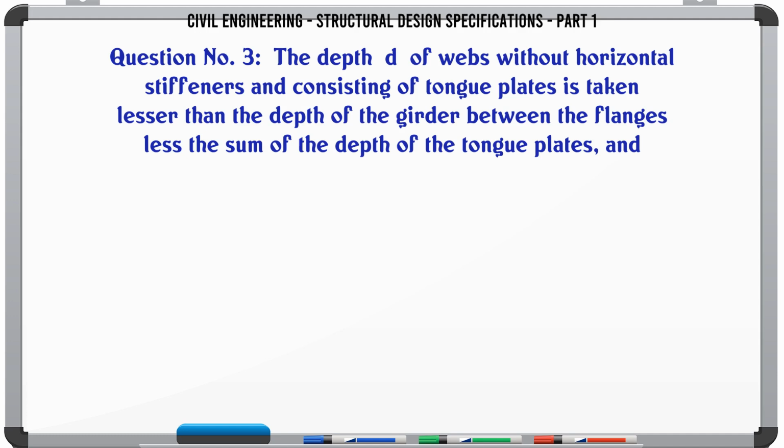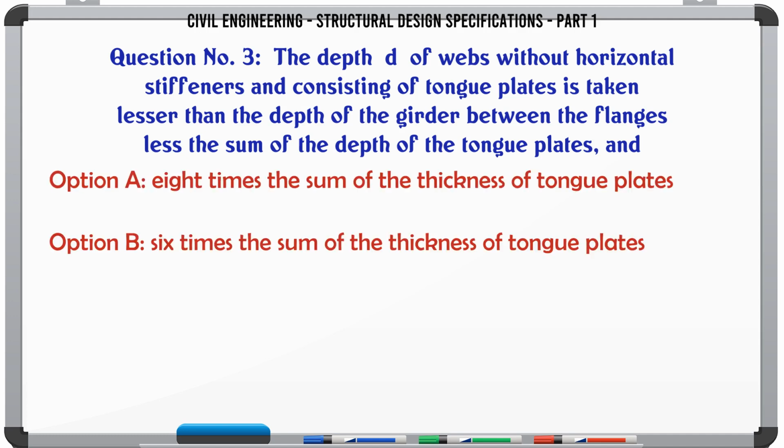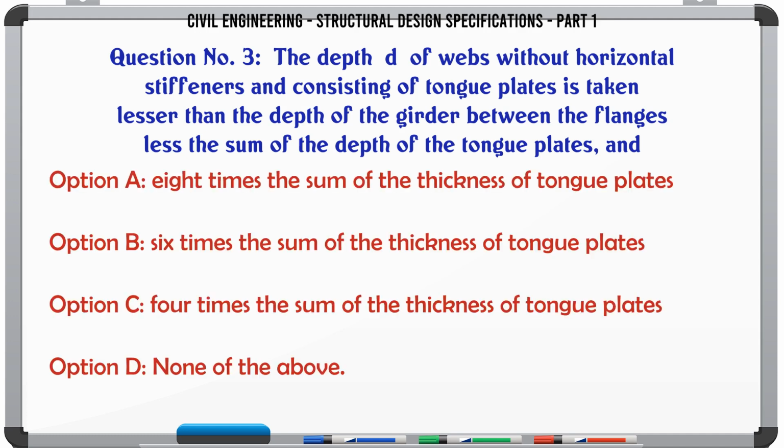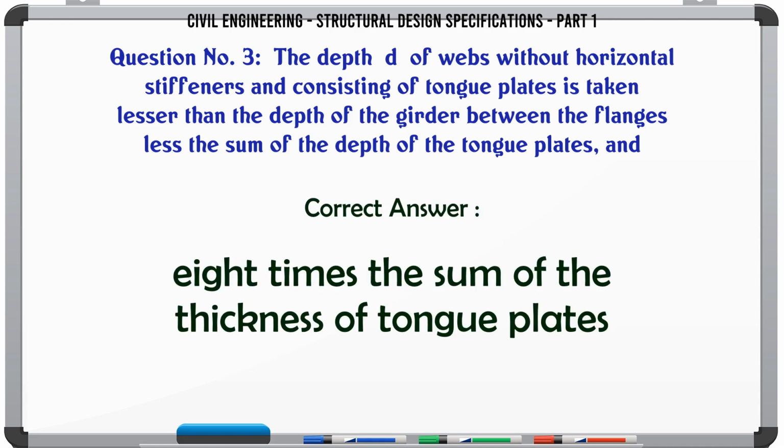The depth d of webs without horizontal stiffeners and consisting of tongue plates is taken as lesser than the depth of the girder between the flanges less the sum of the depth of the tongue plates, and: A. 8 times the sum of the thickness of tongue plates, B. 6 times the sum of the thickness of tongue plates, C. 4 times the sum of the thickness of tongue plates, D. none of the above. The correct answer is 8 times the sum of the thickness of tongue plates.